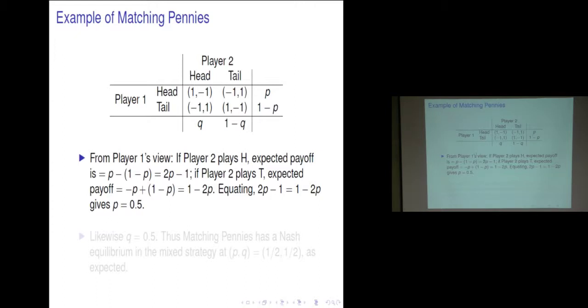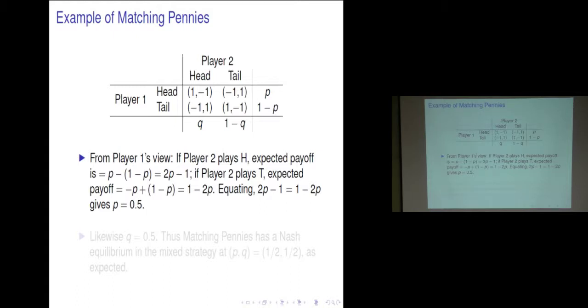payoff. If player 2 plays head, the expected payoff is 1 times P plus minus 1 times 1 minus P, so it's 2P minus 1. Now if the player plays tail, it's minus 1 times P plus 1 times 1 minus P, so it's 1 minus 2P. Now equate these, we get P is half.